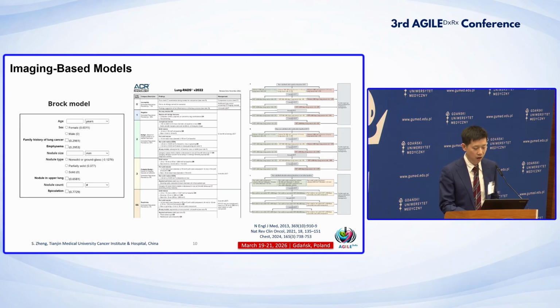And later on, Lung-RADS refined the classification based on these features. In addition, the Nelson plus protocol further incorporated volume doubling time as a dynamic biomarker to predict lung cancer risk.